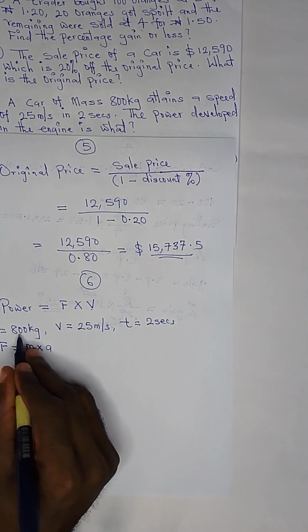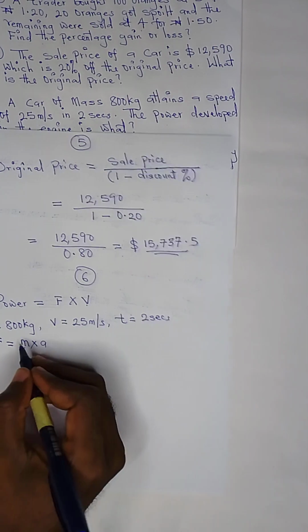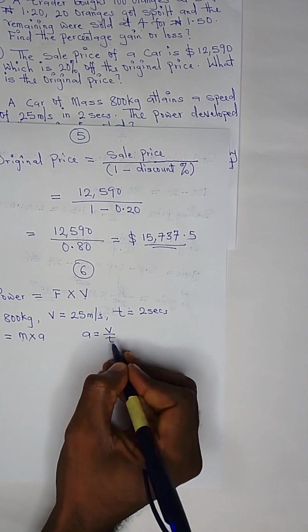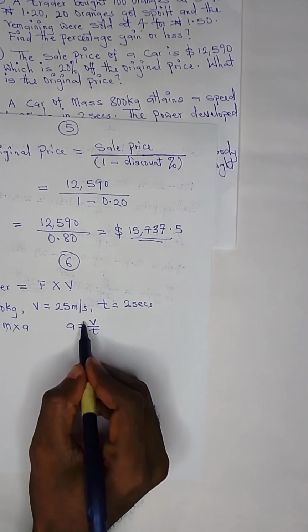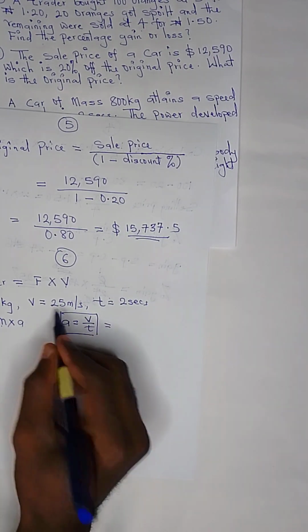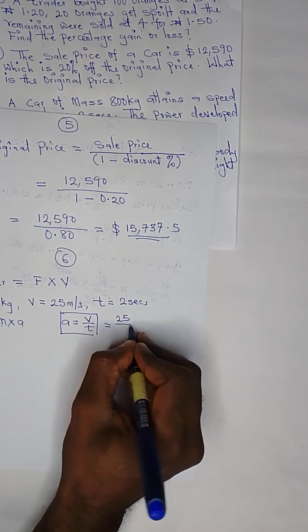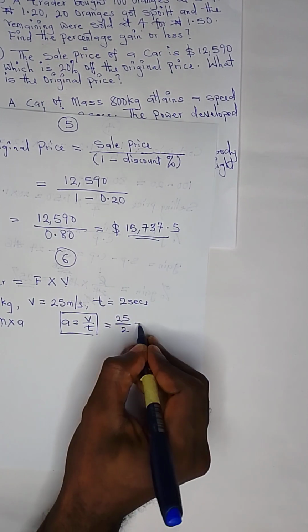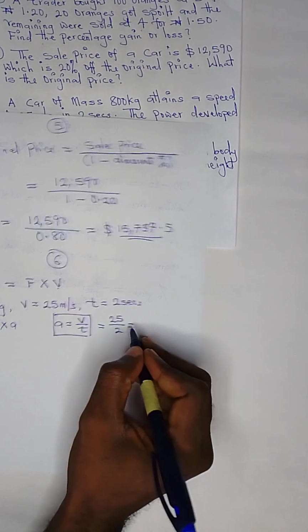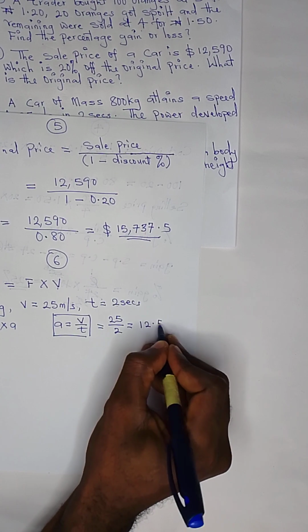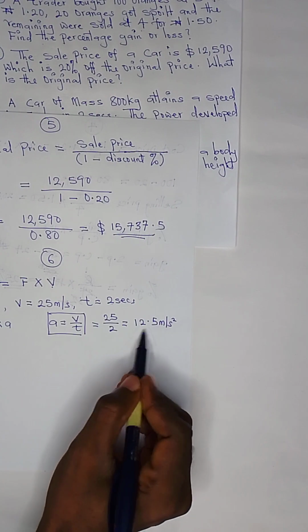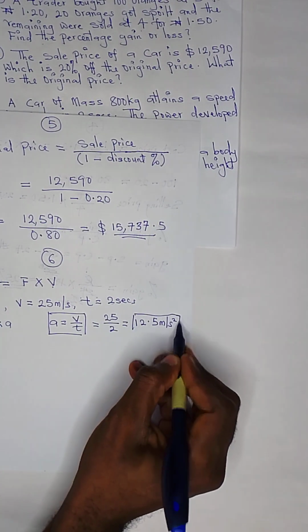Mass here is 800, but we do not know acceleration. But we know that acceleration is equal to velocity all over time. So we can use this formula to get acceleration, because we have velocity here, which is 25, all over time, which is 2. So 25 divided by 2 will give us 12.5 meters per second square. So this is the acceleration, and now we have gotten the acceleration.